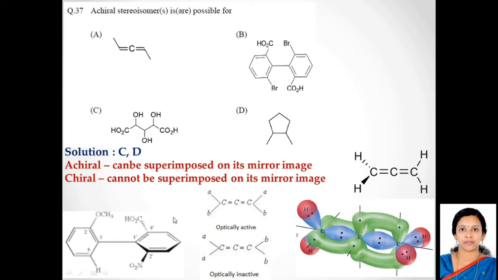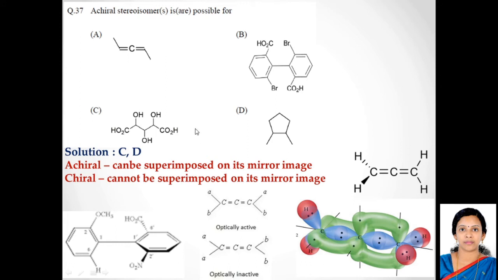And how do you know if a biphenyl is chiral? Similar to the case of allenes, if the ortho substituents on each ring are the same, then it is achiral. But if the two ortho substituents are different, then that biphenyl will become chiral. So this is chiral, so it is definitely out of our options. It is not an achiral compound, just like the allene.